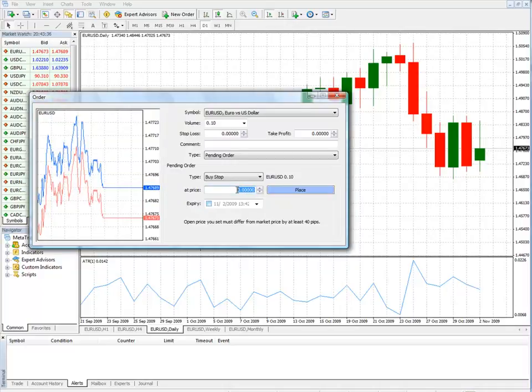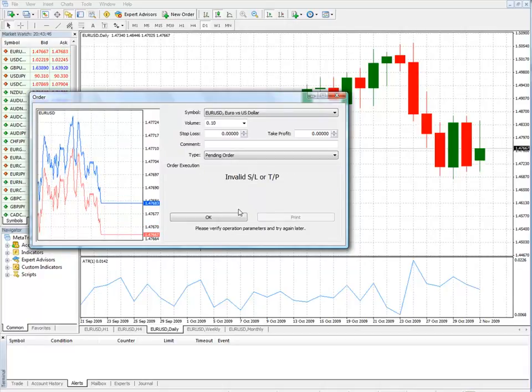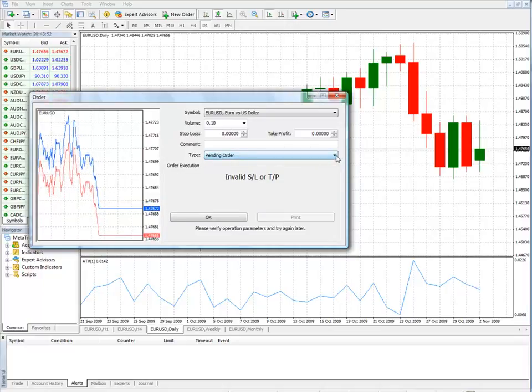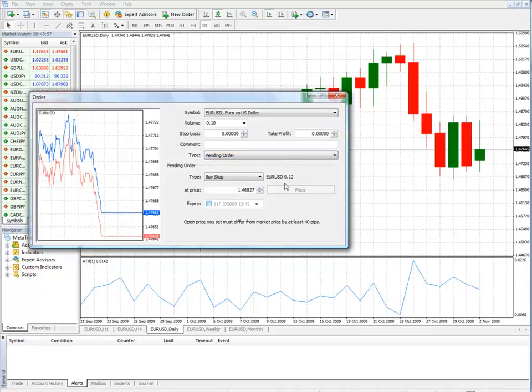is 1.46827. Okay. What did it tell me? Invalid stop loss or take profit. I'm not trying to set a stop loss or take profit. I just want to buy stop.